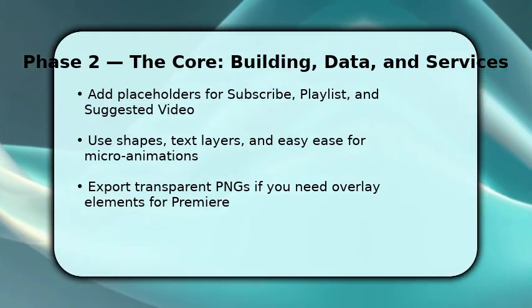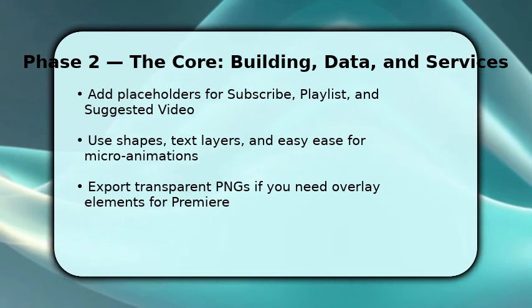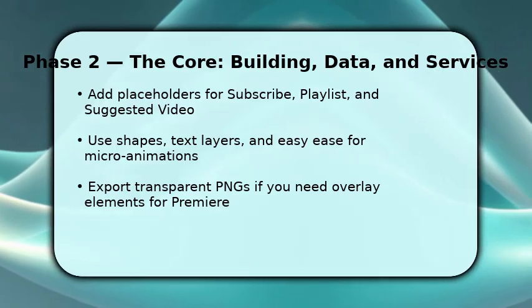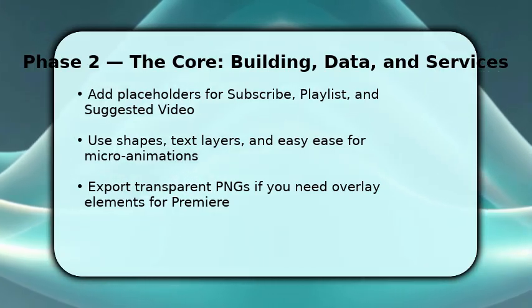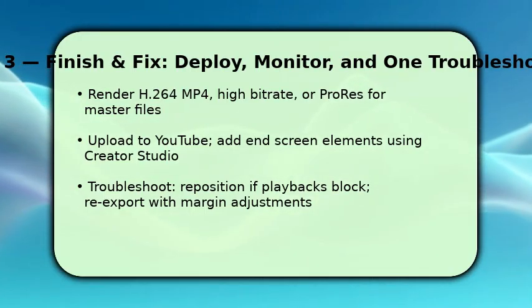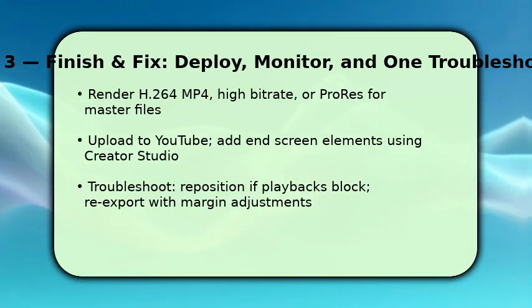If you plan to finish in Premiere, export the elements as transparent PNG sequences. Otherwise, render a single MP4 with alpha if required. Finish by rendering your composition with a high-quality H.264 preset for upload. Keep a ProRes master if you need future edits.